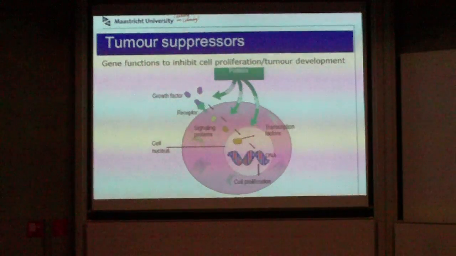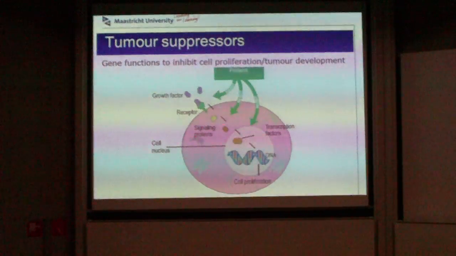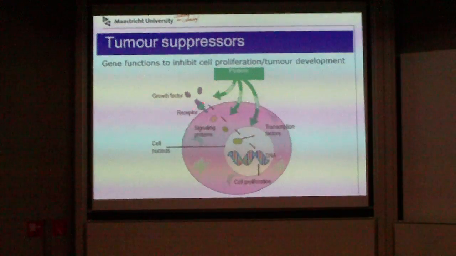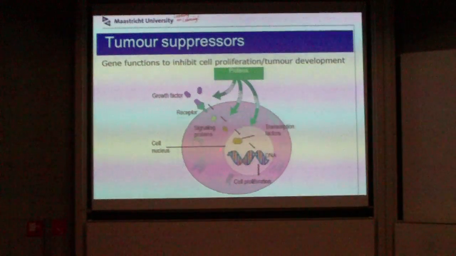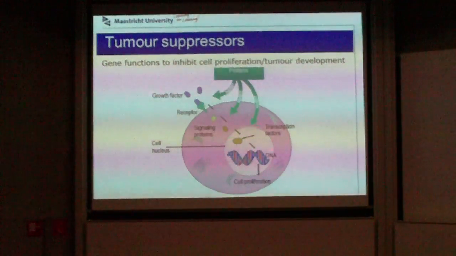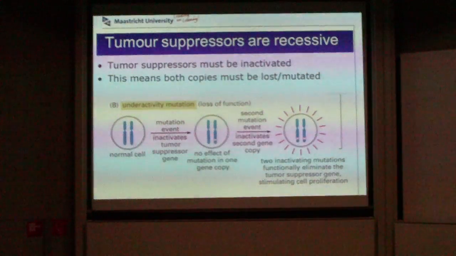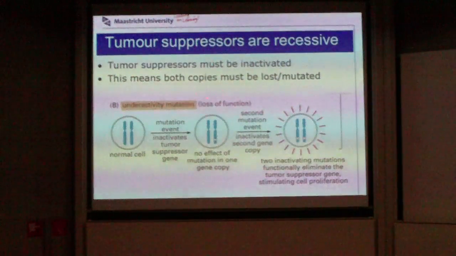And so gene functions can inhibit cell proliferation or development at different levels, for instance at the level of the receptor of certain growth factors, the signaling proteins, or at the level of the transcription factors. So that's always inhibition at one of these levels. In contrast to the oncogenes, they must be inactivated, meaning both copies must be lost.